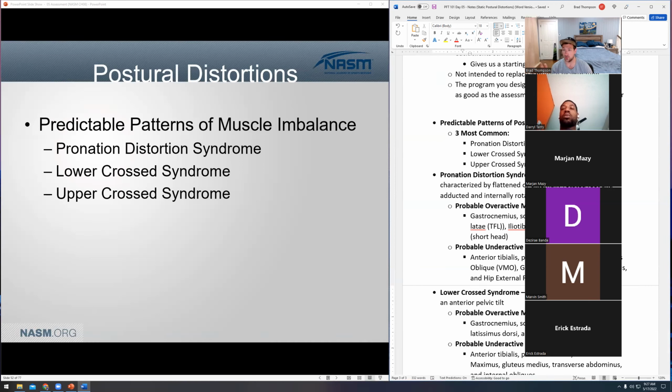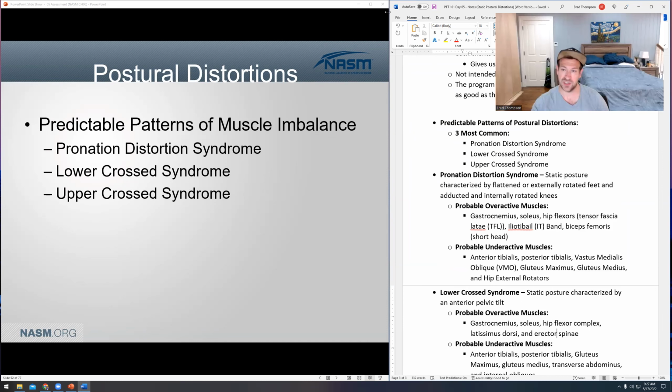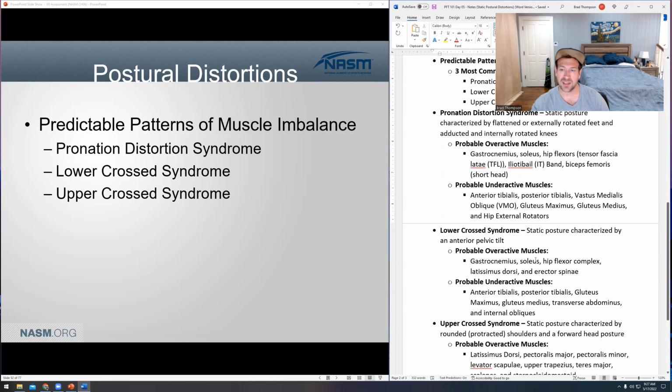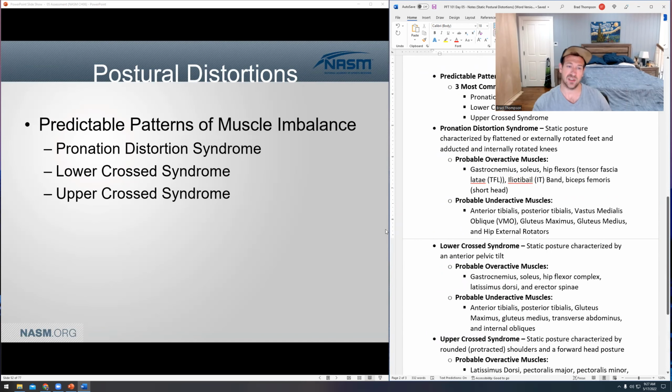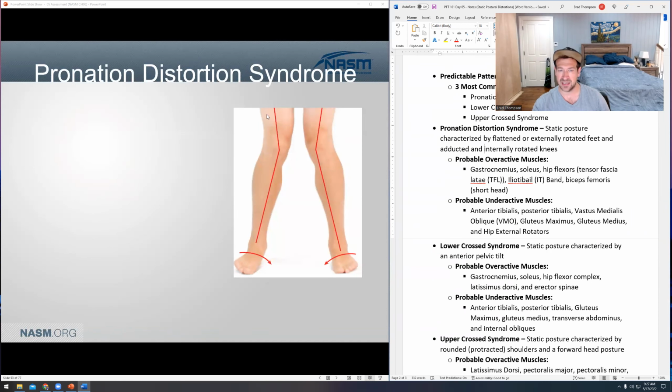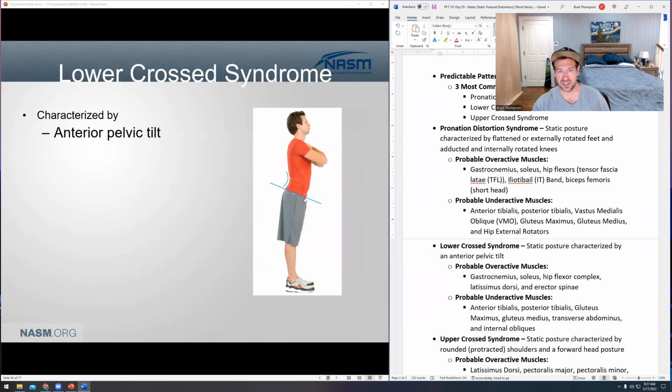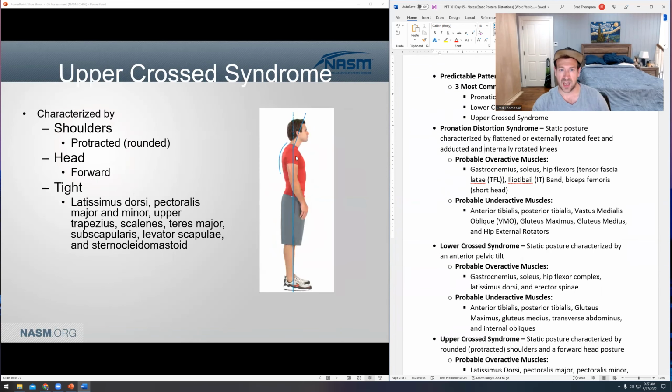We start with one. If we see anything, great, we write it down. But maybe we don't see anything. So it's like, all right, let's give you a slightly more advanced one. Let's give you a slightly more advanced one than that. Until eventually it's like, you know what? Your posture is great. Or we eventually see breakdown. So three main distortions today. Pronation distortion, that's going to be the feet collapsing in, knees caving in distortion. Lower crossed syndrome, which is the anterior pelvic tilt, and upper cross syndrome, which is the shoulder rounding and forward head posture.